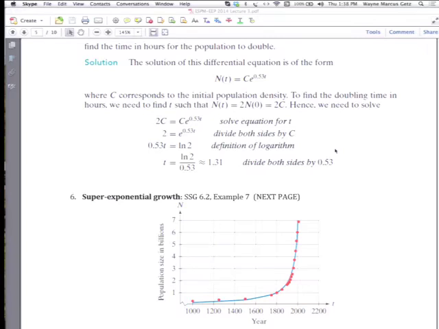And if we take logs on both sides, we get 0.53t is equal to the log of 2, which means that t is equal to the log of 2 divided by 0.53, which is approximately 1.31. So it means that the population will double every 1.31 units of time. So if a population is growing exponentially at a certain rate, then I can say, when will it be double its size? And this is something that's interesting.